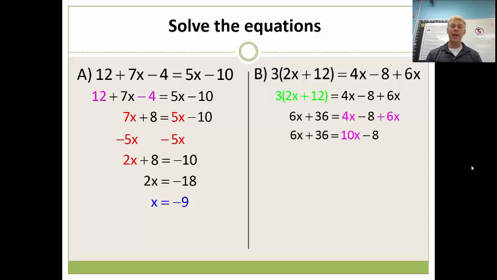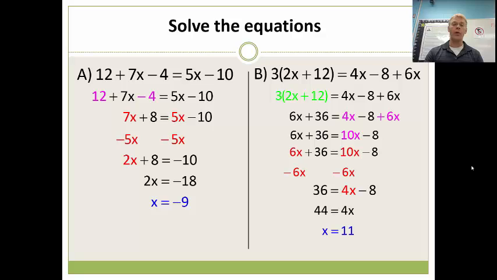Thirdly, now we can see that we have variable terms on both sides. I've got a 6x on the left and a 10x on the right. So I'm going to want to eliminate the 6x by subtracting 6x from both sides, and I will end up with 36 equals 4x minus 8. Notice here that the expression with the variable is on the right-hand side of the equation, and that makes absolutely no difference as to which side of the equation you have your variable on. We perform the same operations and go through the process the same way. So I'm going to eliminate the constant by adding 8 to both sides, and then eliminate the coefficient by dividing by 4, and we get x equals 11.